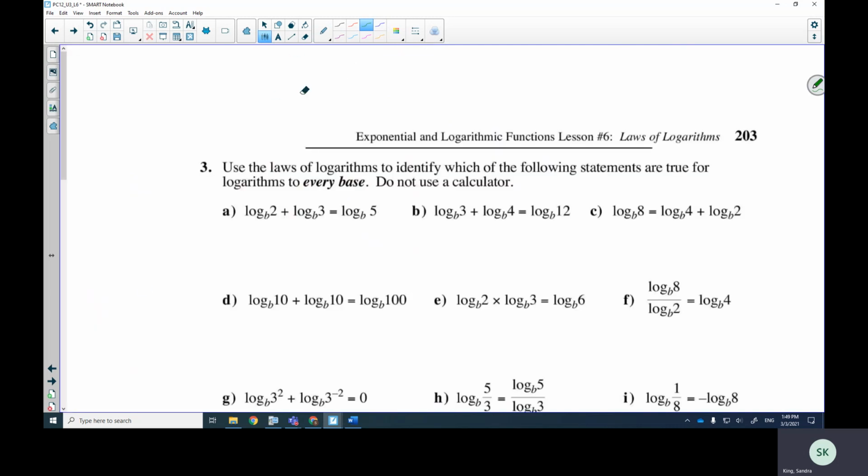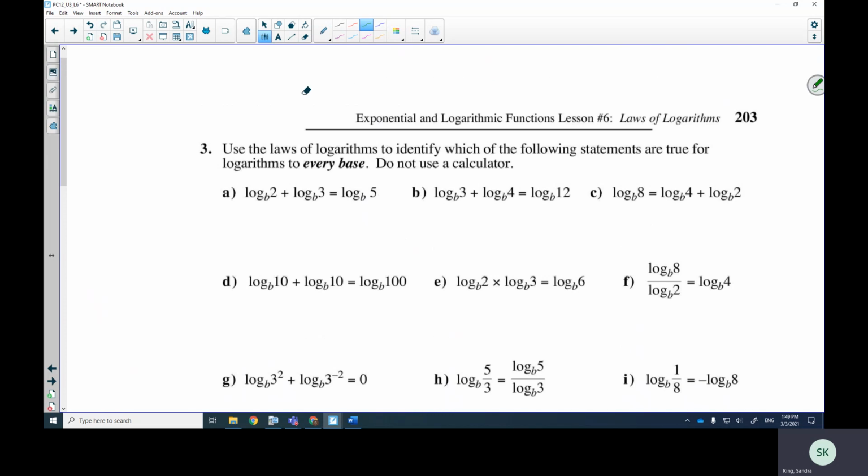I like this one because this one gets you to think. What this question is saying is use the laws of logs. There's only 2, product law and quotient law. And we're basically asking, is this statement going to be true or false? So what I want you to do is just ignore this.